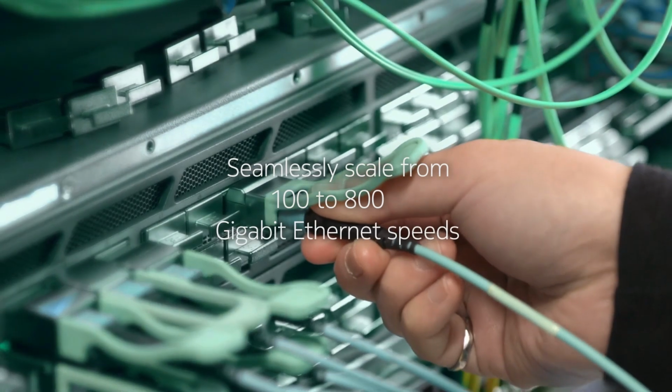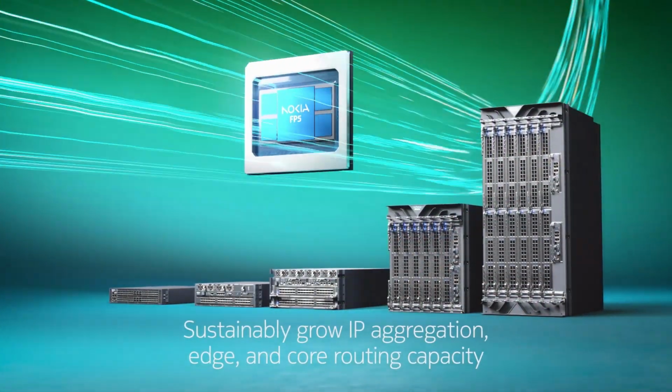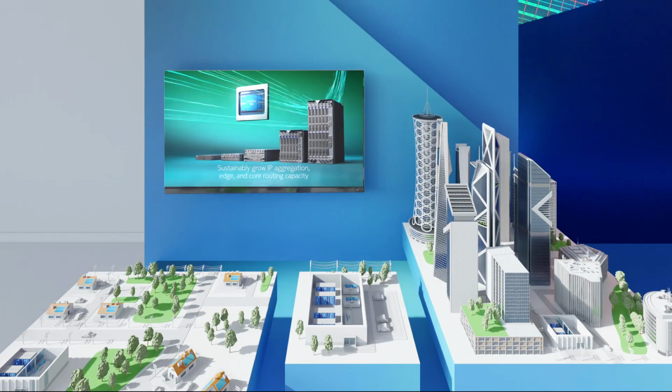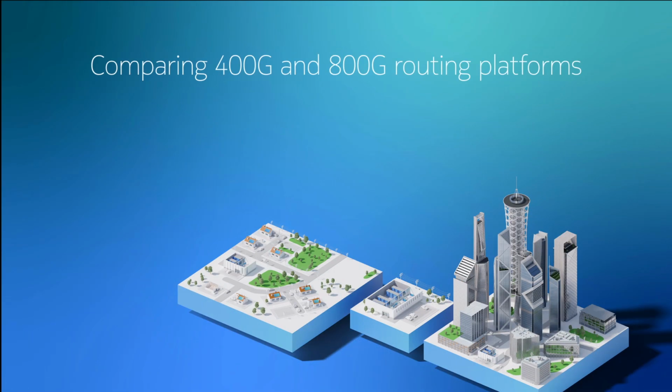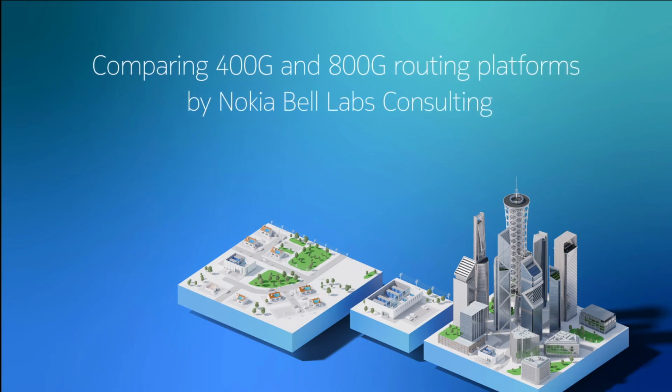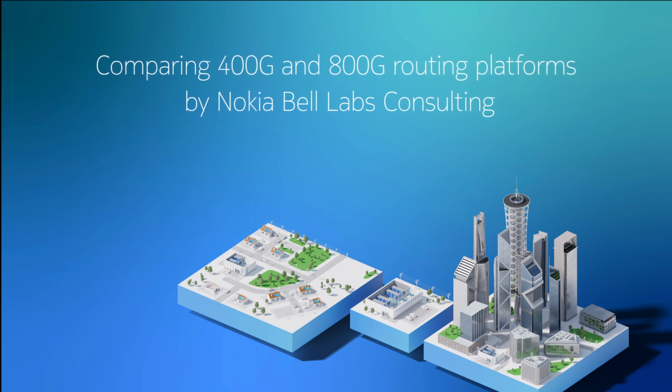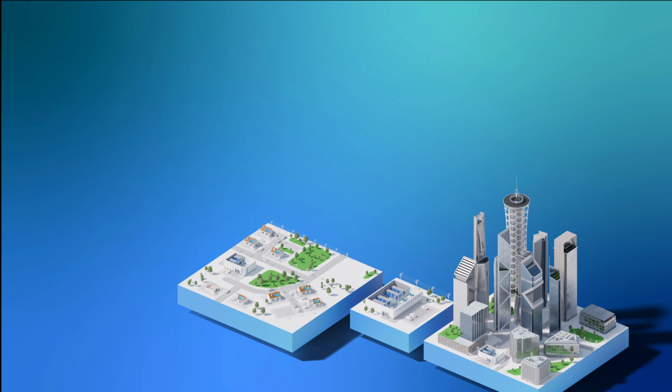800 GE routing helps operators meet growing bandwidth needs in a more sustainable way by enabling them to build faster IP networks that use less energy and space. To quantify these benefits, Nokia Bell Labs Consulting compared the scaling properties of 400 and 800 gigabit Ethernet routing platforms.